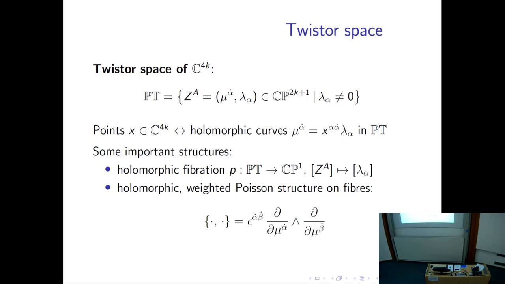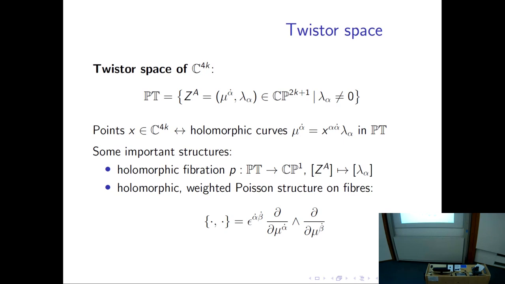And explicitly, you take your homogeneous coordinate and just project it onto this lambda alpha piece. And by definition of this twistor space, those 2 complex numbers can't be simultaneously vanishing. So those are well-defined homogeneous coordinates on CP1. And there's also a natural holomorphic weighted Poisson structure on the fibers of this fibration, which is just given by taking the SPK invariant and contracting it into derivatives with respect to the coordinates on that fiber.